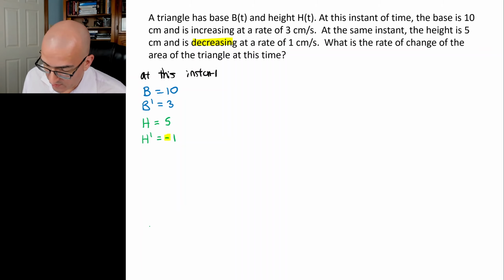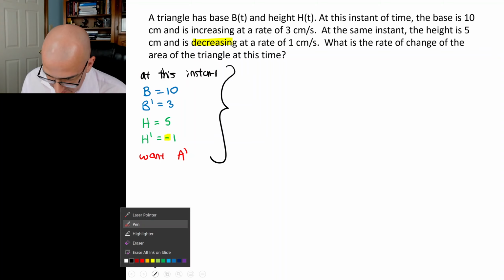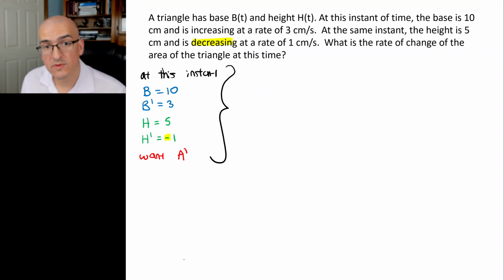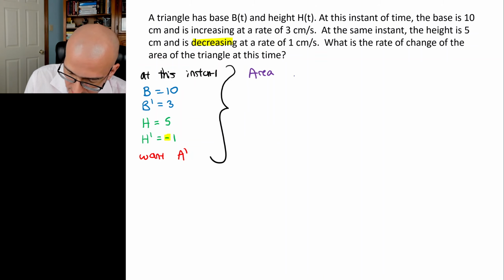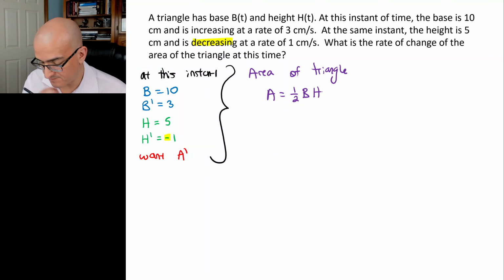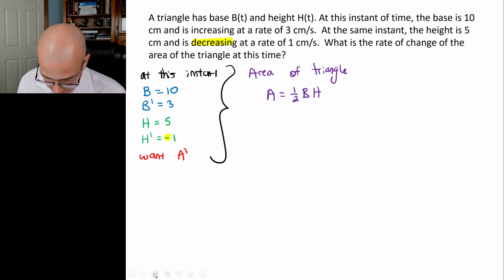Okay, what is the rate of change of the area of the triangle? So that's what we want: a prime. When we put all this together, we need an expression that connects the area to the other data, the base and the height. Well, the area of a triangle is 1/2 base times height. Now we'll take a derivative. What rule do we need? We need a product rule.